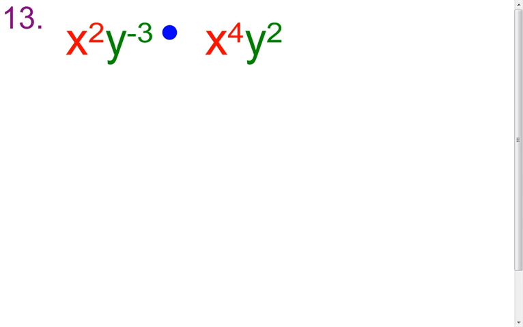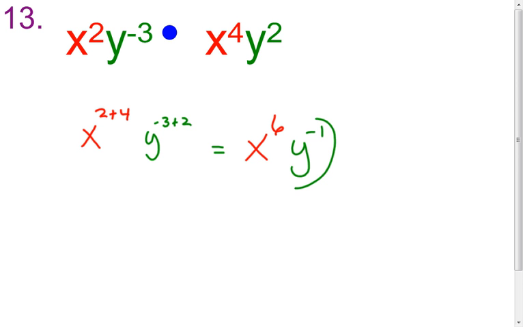All right, so here I will add the exponents on my x's. So I will have x to the 2 plus 4 and y to the -3 plus 2. So then I have x to the 2 plus 4 is 6, y to the -3 plus 2, which is -1. Of course, this y now has a negative exponent on it. It needs to go to the basement.